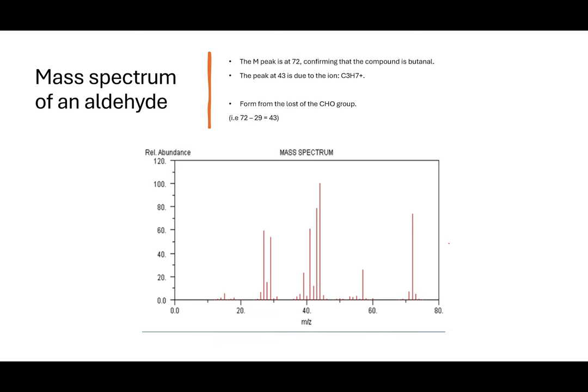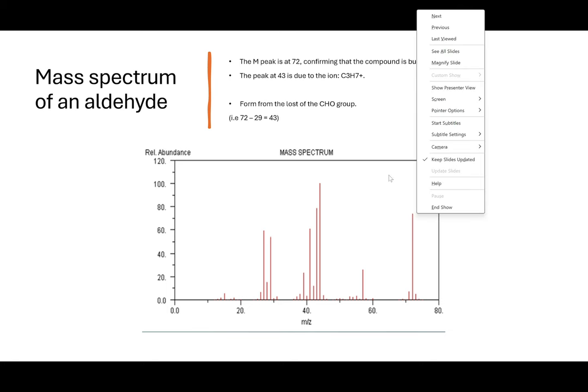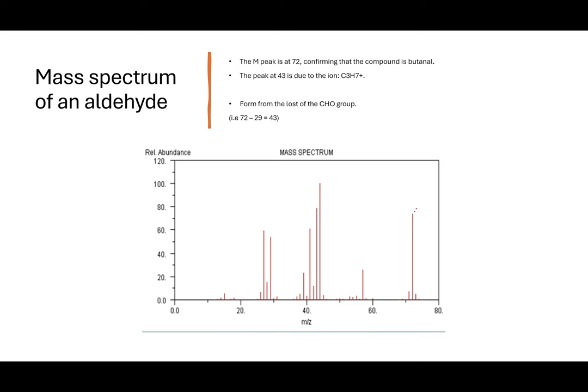So this is another mass spectrum of the aldehyde here, for butanol. So the M plus peak is 72 for butanol. Here's the M plus peak here for butanol, present there. The peak at 43, over here, is due to the R plus.